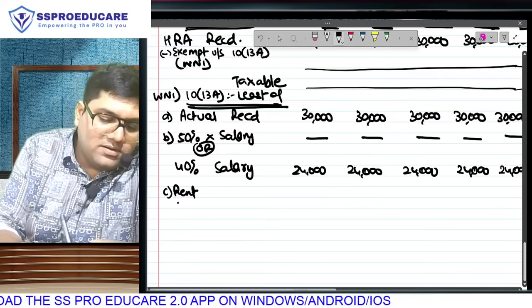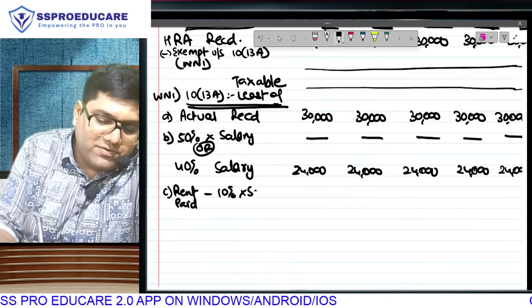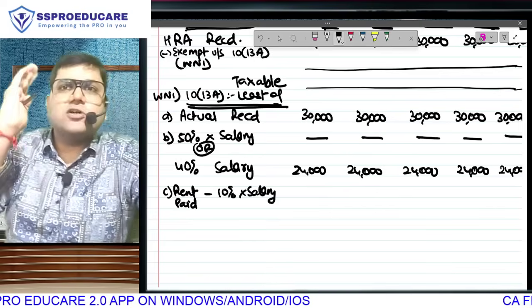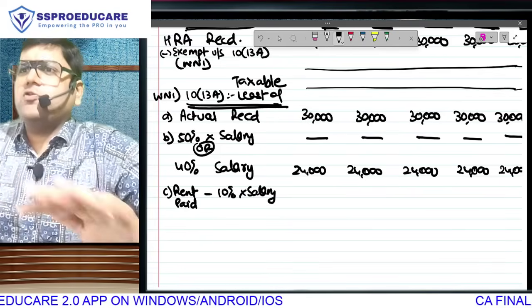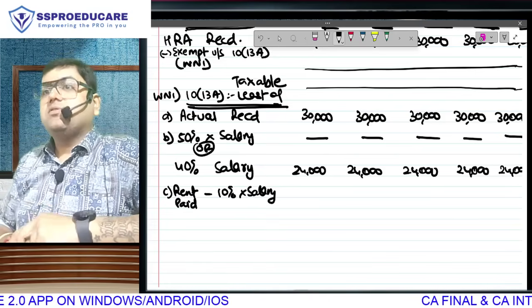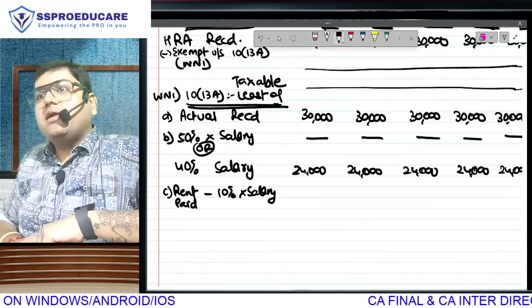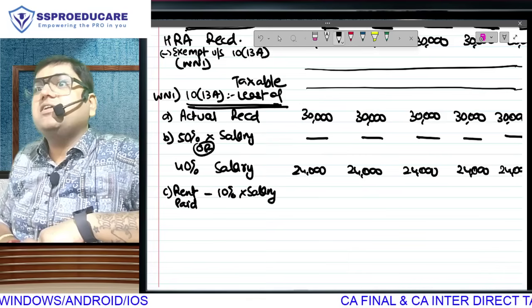Rent paid minus 10% of salary. So only focus on April. See, if you do 1 month correctly, you'll understand the system. April ka salary is how much? Salary 60. And rent is how much? Rent he is paying, that question will give you. HRA nahi, rent.